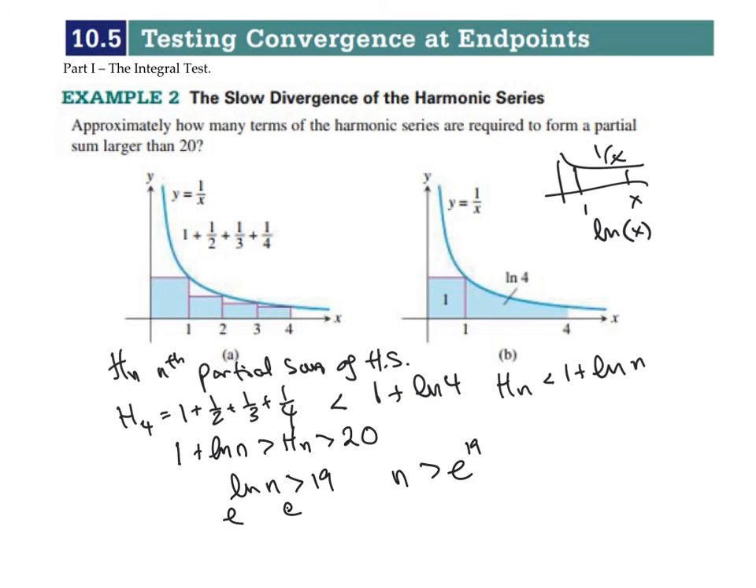And e to the 19th is pretty big. In fact, e to the 19th is around 178,482,300. So you would be sitting there entering numbers into your calculator for quite a while. And you'll notice that this is only an approximation. This is only a lower bound for how far you have to go. You have to actually go a fair amount further.